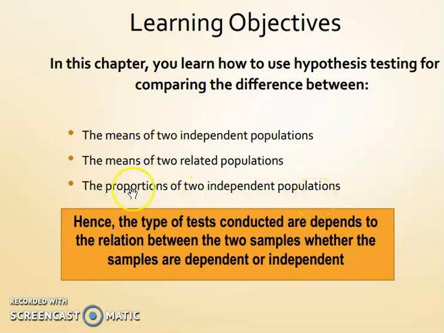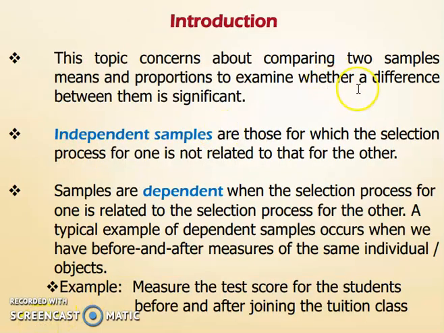From these three, the type of test conducted will depend on the relation between the two samples, whether the samples are dependent or independent. So we want to compare the means and proportions between two samples, and then make an inference about the population. So we are going to use independent samples or dependent samples.